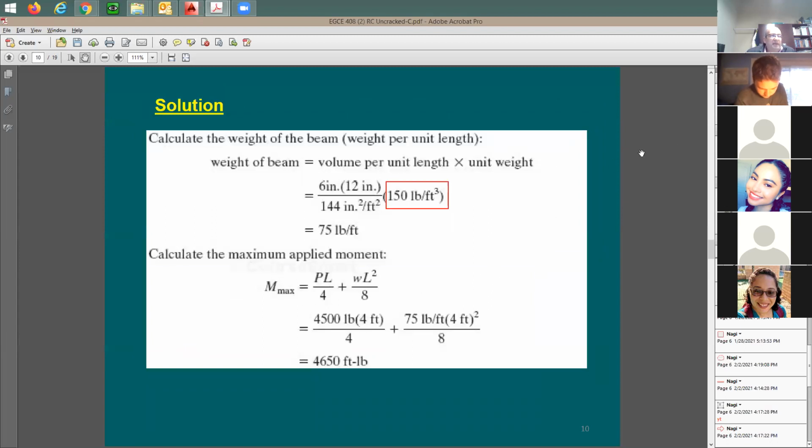This is why, when you look here at the equation to figure out the actual moment applied on it, it's going to be equal to PL over 4. What is PL over 4? This is going to be the external applied load. And what is WL squared divided by 8? This is going to be for the self weight of the beam. So I'm going to put it right here. I'm going to say this here is going to be for the self weight of the beam.